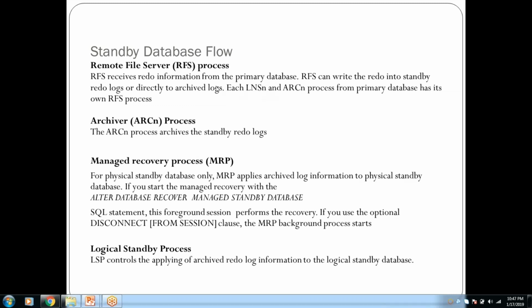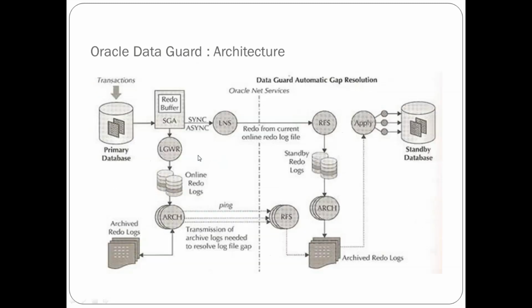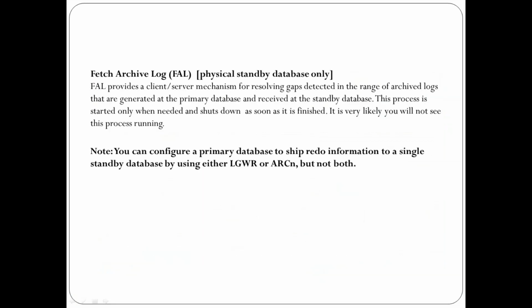The process we are talking about now is the remote file share. It receives the redo information from the primary database. It can write the redo into the standby redo log file or directly to the archive process. So that is the remote file sharing which we have provided here. In the above scenario, it receives the data from the redo buffer and writes to the standby redo log file, and in the below case it reads the data from the archive process and writes to the archive redo log files.